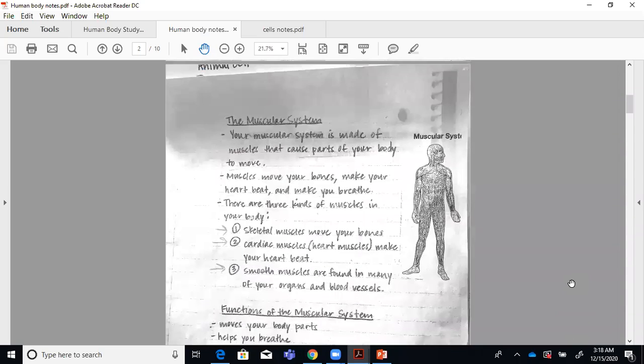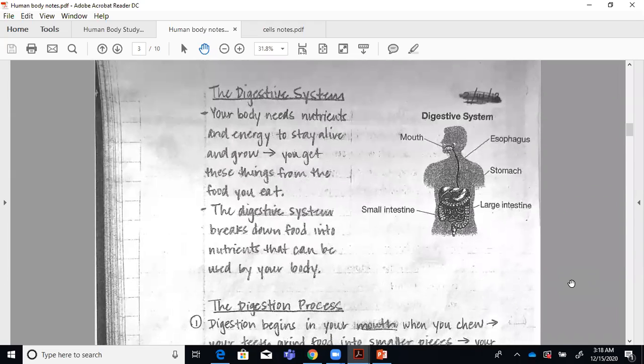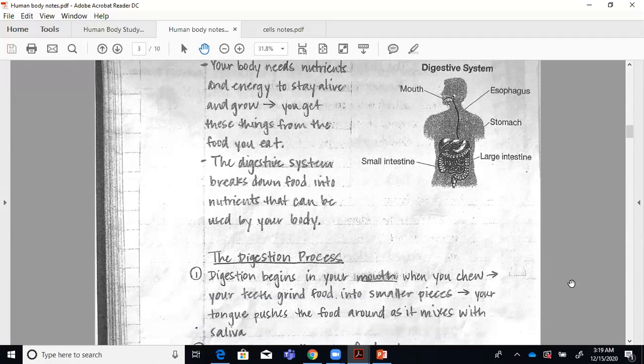The digestive system, as you might have just heard in the small little rap, is that your body needs nutrients and energy to stay alive, and you get those nutrients from the things you eat, which is why it's important to eat healthy, like fruits and vegetables, leafy things, because those things are going to give you energy. However, you're going to have to find a way to get those nutrients into your body, so you have to have the digestive system to break that food down so your body can use it.